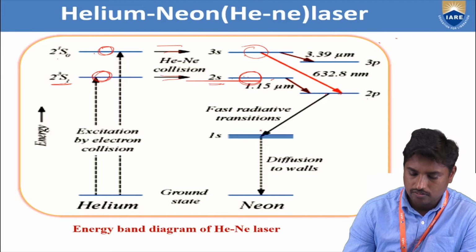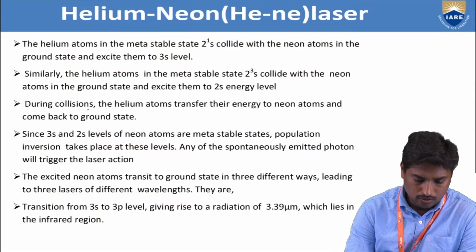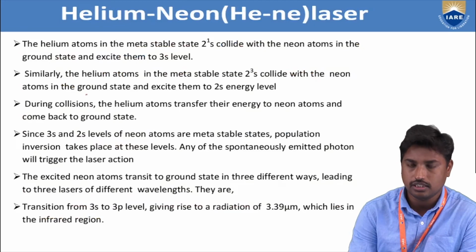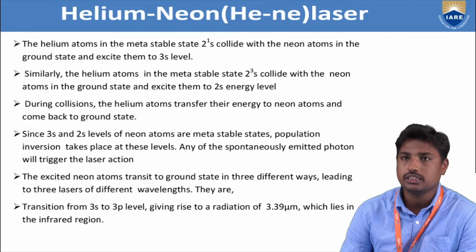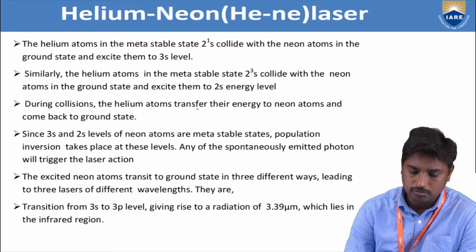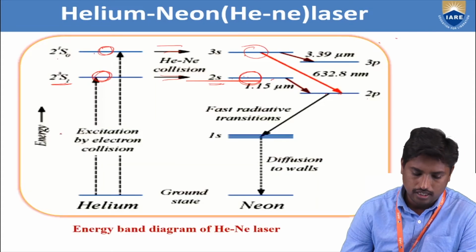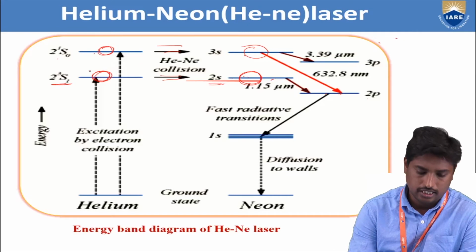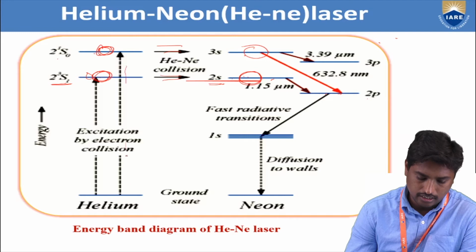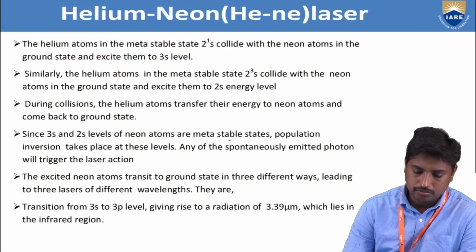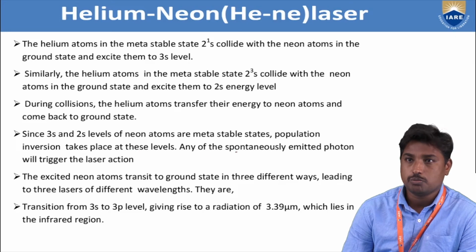After the achievement of population inversion, the laser transition follows. During the collision, similarly, the helium atoms in the metastable state 2,3s collide with the neon atoms in the ground state and excite them to the 2s energy level. During collision, the helium atoms transfer their energy to the neon atoms and come back to the ground state. Since the 2s and 3s levels of neon atoms are metastable states, population inversion takes place at these levels. Any spontaneously emitted photon will trigger the lasing action.